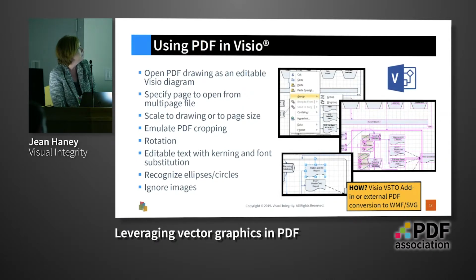You can emulate PDF cropping. You can rotate, you have editable text with kerning and font substitution, and a lot of these features have been developed to compensate for differences between PDF and the target formats. For example, you might have Bezier curves in PDF, but a format like WMF doesn't support Bezier curves, so we have to create polylines. A lot of work has gone into compensating for the differences in formats.